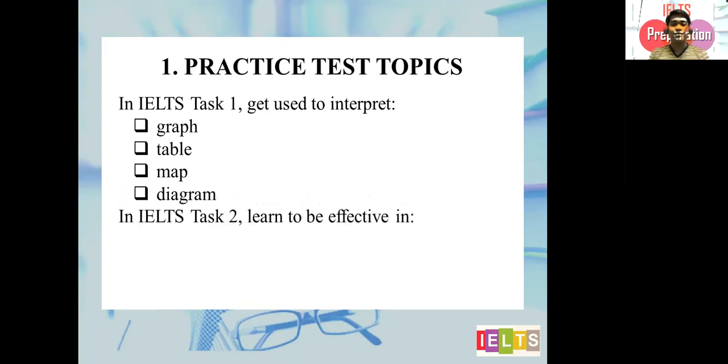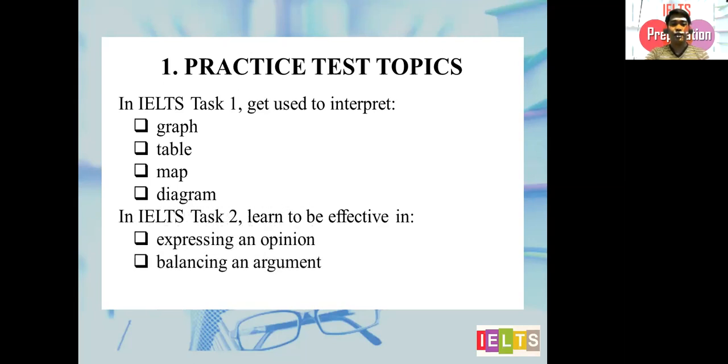In IELTS Task 2, you need to learn to be effective in expressing an opinion, balancing an argument, and suggesting solutions to a problem. Because for the Task 2, your ability to reason, your ability to express your thoughts or views about a certain topic or problem will be tested in this particular exam.